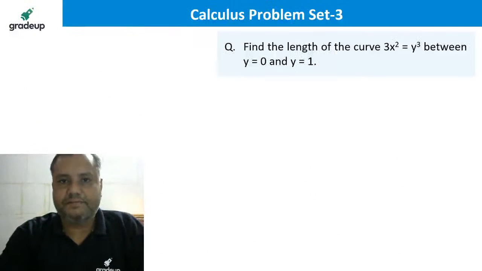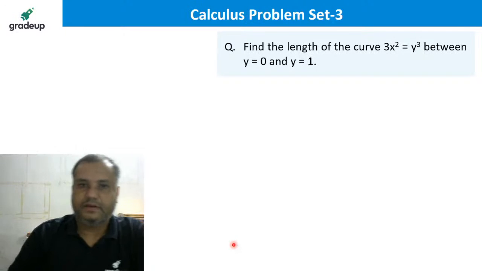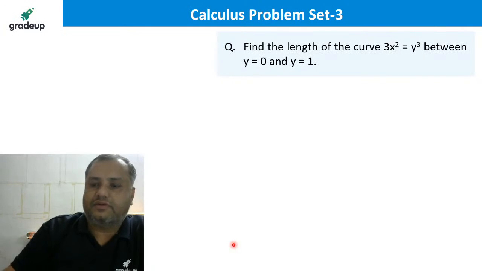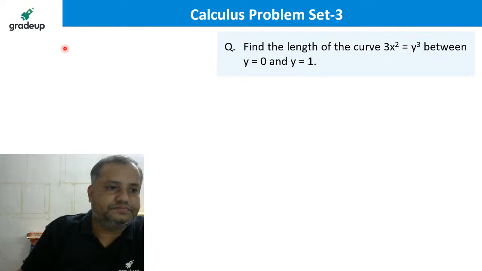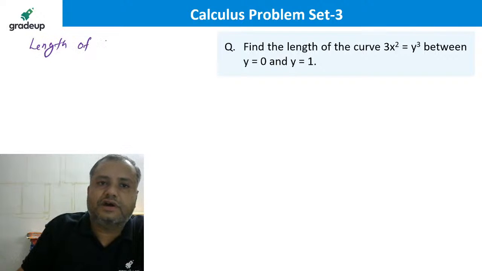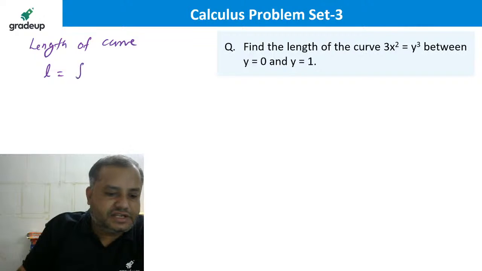So next, we want to calculate the length of the curve 3x square equal to y cube between y equal to 0 and y equal to 1. Length of the curve means length of arc. Let us say this is L. So this is integration from x1 to x2.